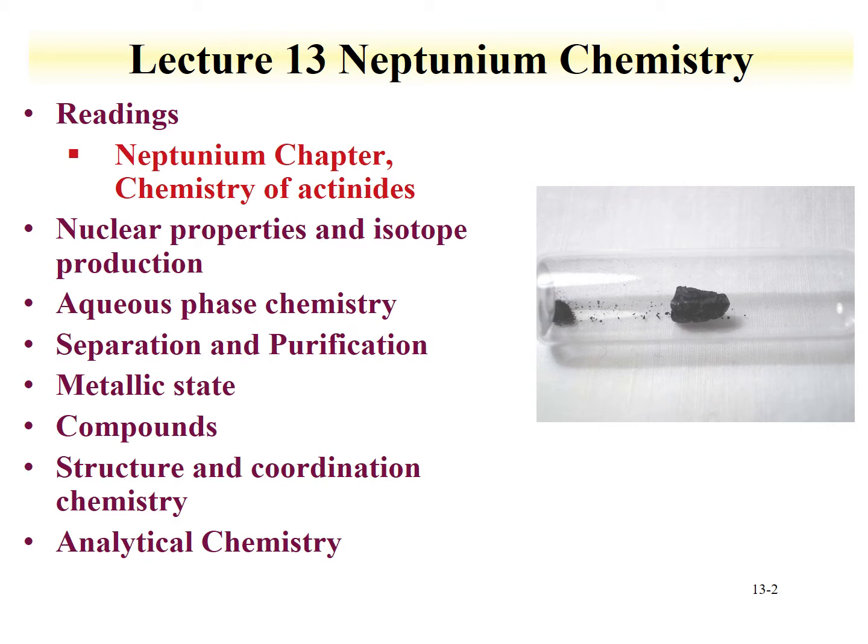This +5 oxidation state is similar to the uranyl in as much as you have a linear cation with the two oxygens like the uranyl. This one will be the neptunyl. We're going to talk about the separation and purification of Neptunium, and we're going to see that the oxidation state plays a role in the separation and purification.